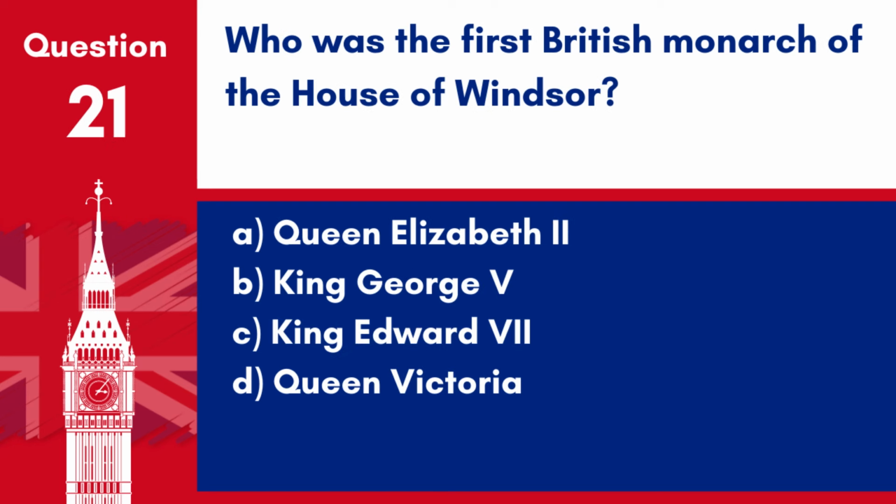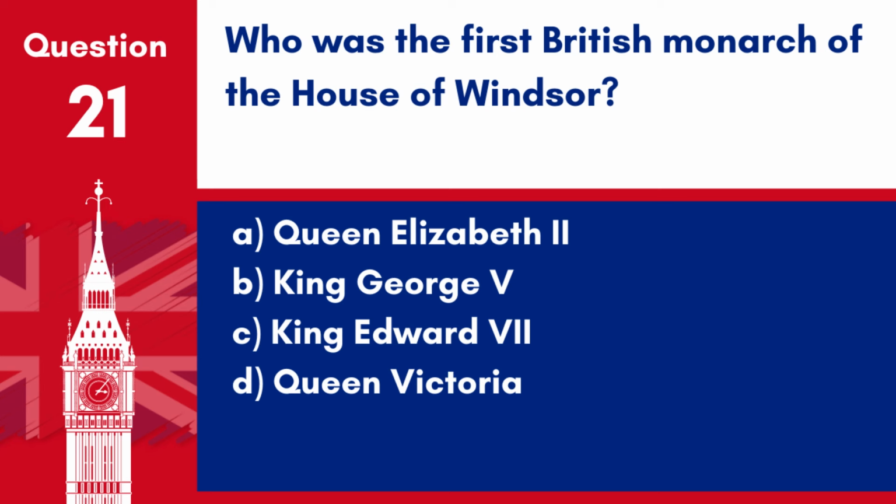Question 21. Who was the first British monarch of the House of Windsor? A. Queen Elizabeth II. B. King George V. C. King Edward VII. D. Queen Victoria.